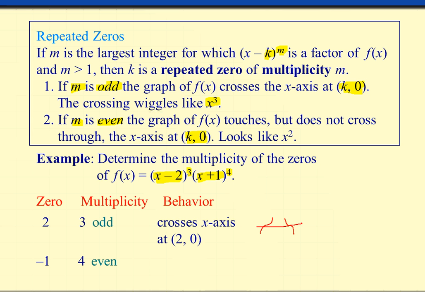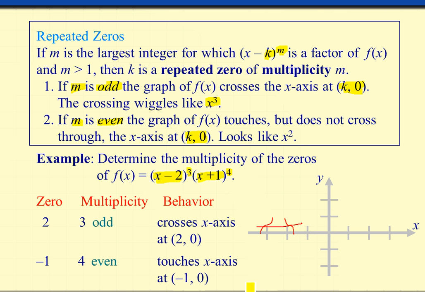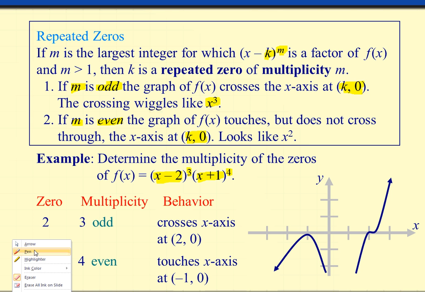So what does that mean? Well, it means it touches the x-axis, okay? It touches the x-axis, but doesn't go through it at the x-intercept (-1, 0). See if I can get an eraser to get this stuff off of here. So here's something like what the graph would look like, and it's important for us to recognize here.